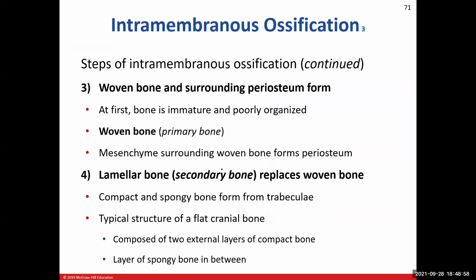So step 3, we're starting to get the formation of the early appearance of bone. We call that woven bone, also known as the primary bone. But it's not really good bone. It's poorly organized. It's not going to be as strong as the secondary bone. But it's not very good bone.